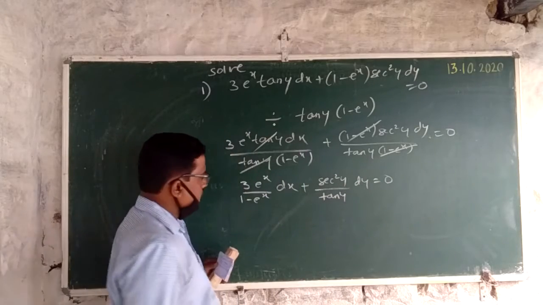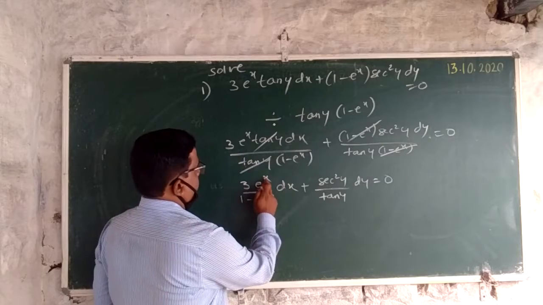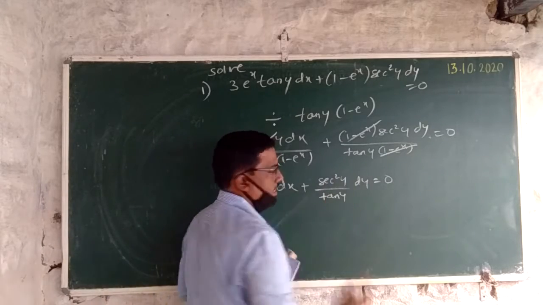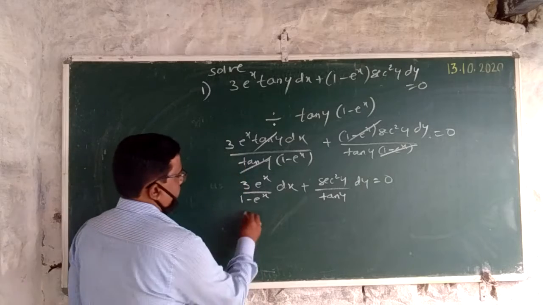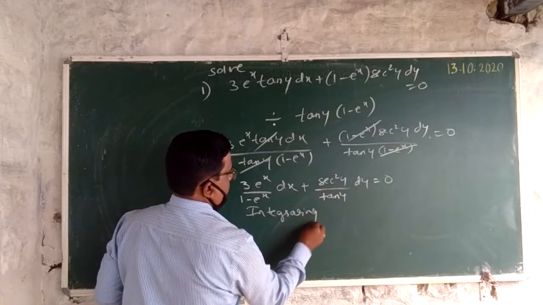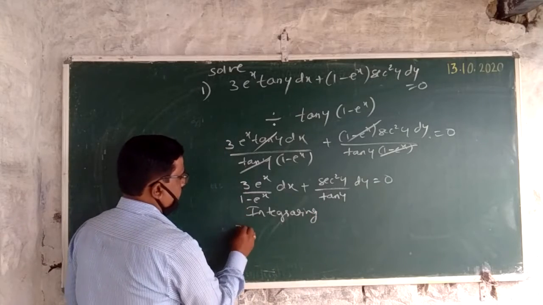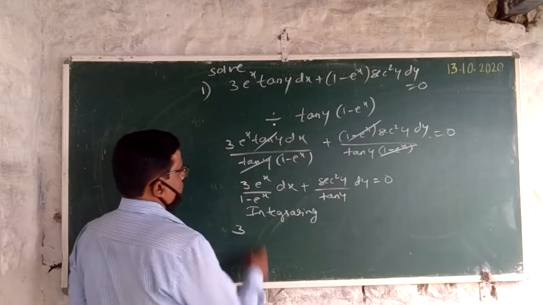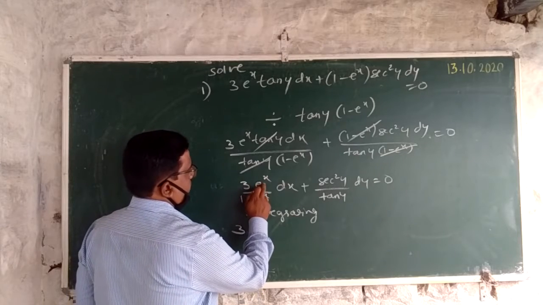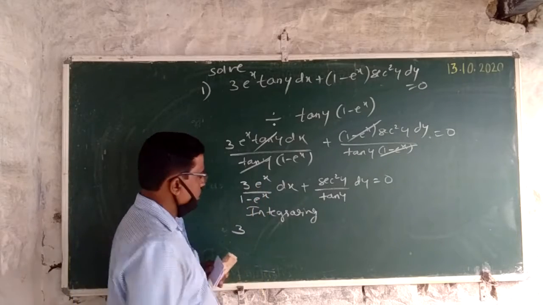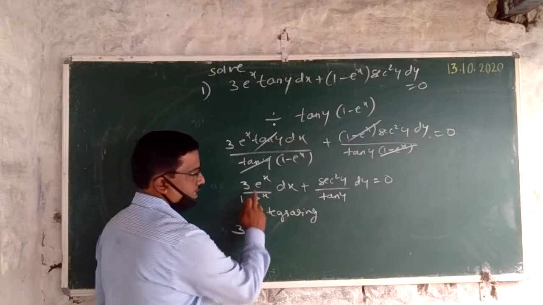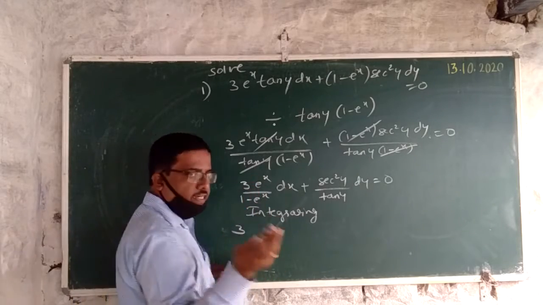Okay, so now see here, in this term only x and dx terms are there. Here also only y and dy terms are there, right? So now integrating. 3 is constant, take out 3. So now integration of e raised to x. Here the numerator is the differential of the denominator. When you differentiate this denominator, you will get minus e raised to x. Only the minus is not there, so let us divide and multiply by minus.